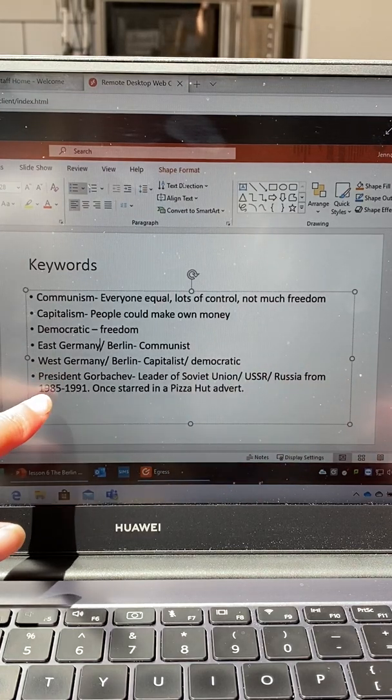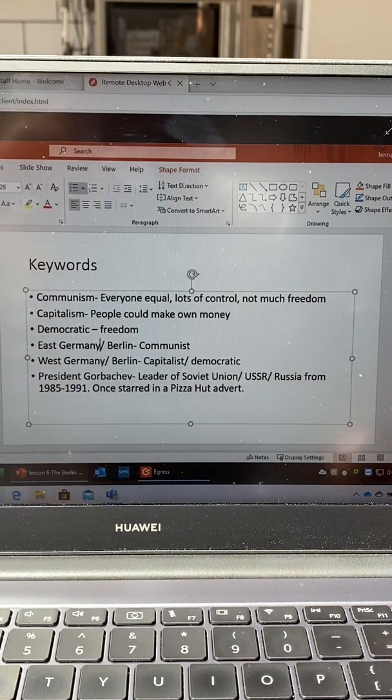And then we've got a new character that we're going to be introduced to today. A man called President Gorbachev. If you speak to your parents, they should recognise his name because he was very much in the news a lot in the 1980s, going into the start of the 1990s. And yes, he did once star in a Pizza Hut advert.